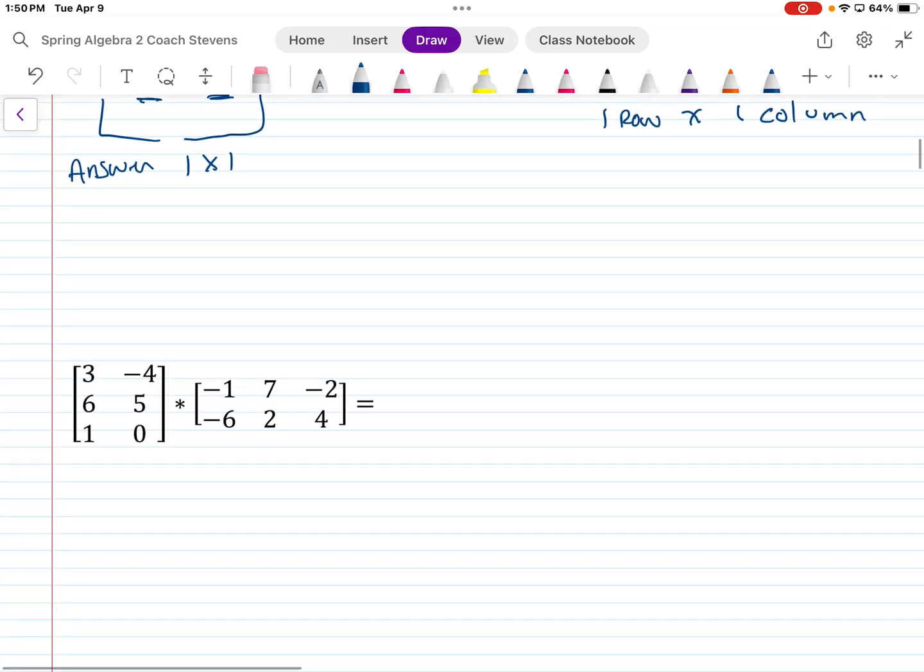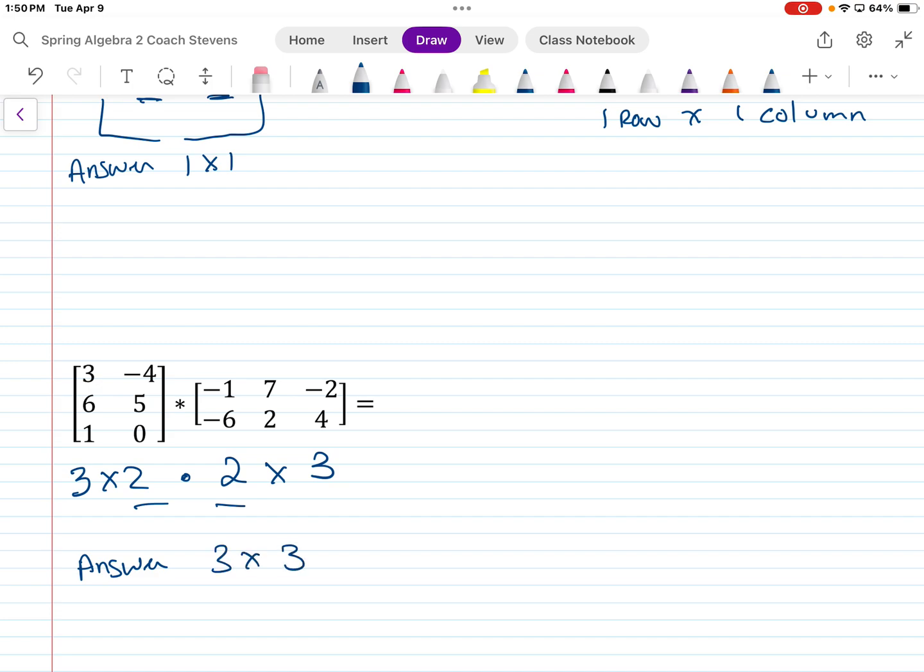All right, next one here, let's talk about our dimensions. We have a 3 by 2 times, rows by column, a 2 by 3. Am I allowed to multiply those together? Yes, because again, the inside numbers match. Now my answer should be a 3 by 3 matrix, because that's the numbers on the outside. So when I get done with this one, I'm going to have a really big matrix. Okay, so I'm going to go ahead and set it up and have a really big matrix there.